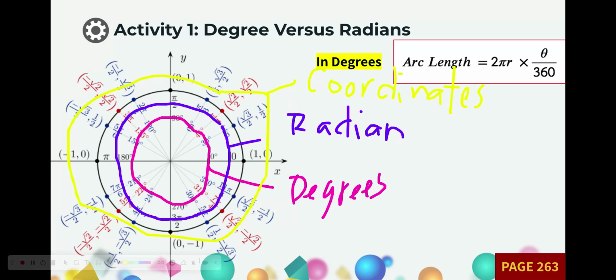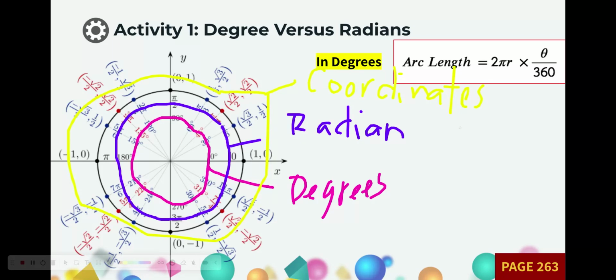If you're looking at the value of 0, that would also be 0 in degrees. Now, if you're looking at the value of this one, it is 360, and then the radian will be 2 pi. And the coordinates would be at 1, 0. So these are your locations, and these are the values of each of the degrees that you are looking for.